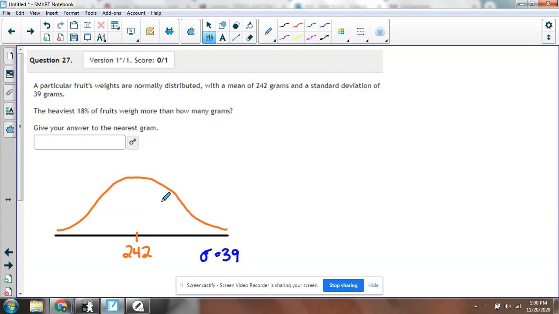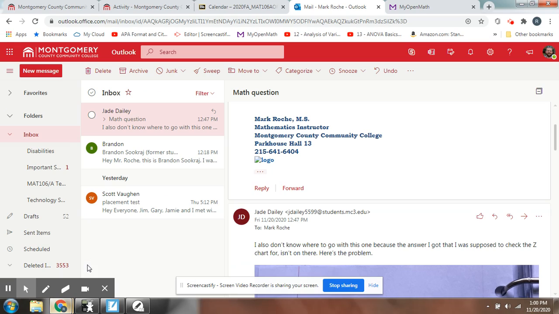We're trying to find the fruit that cuts off the heaviest, the top 18%. So we're looking for that X value that cuts off the top 18%, or 0.18. Okay, so up until now, you've been given the value and you're trying to find the percentage. Now you're given the percentage and you're going to want to find the value. So let me pause this. I'm going to pull up the Z table in just a second. I'm going to pause this video and I'll be right back with you.